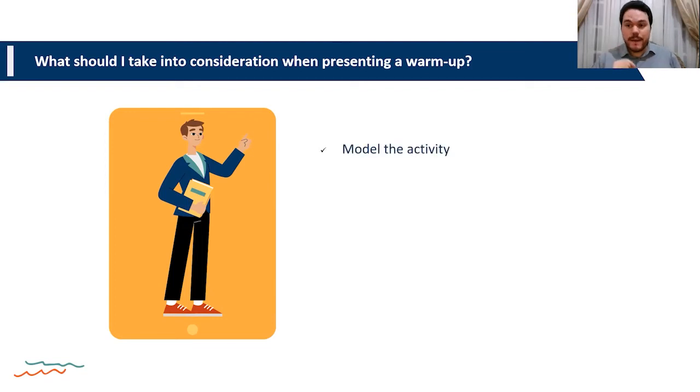Well, first, remember to always model the activity, right? So words are not enough, words are not sufficient. So we want to model the activity. We want students to see the activity, but also be involved in that activity. So you can show them what you're expecting them to do by actually involving them in that. So you can choose, for example, one of your students and model that activity with that or those students, right? So that everybody gets the chance to see what's going to be happening.